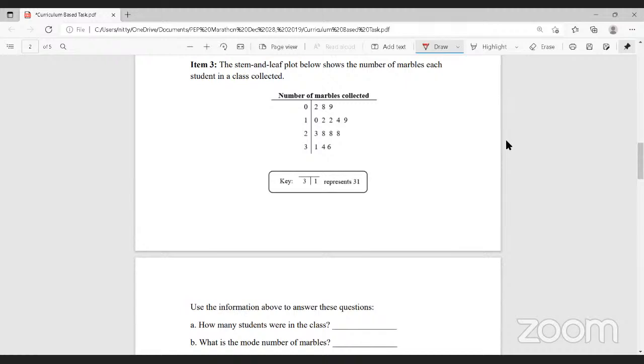So many of you, all of you responding so far, know how to read the stem and leaf plot. But I see some persons saying no. So, of course, I will be going through it.